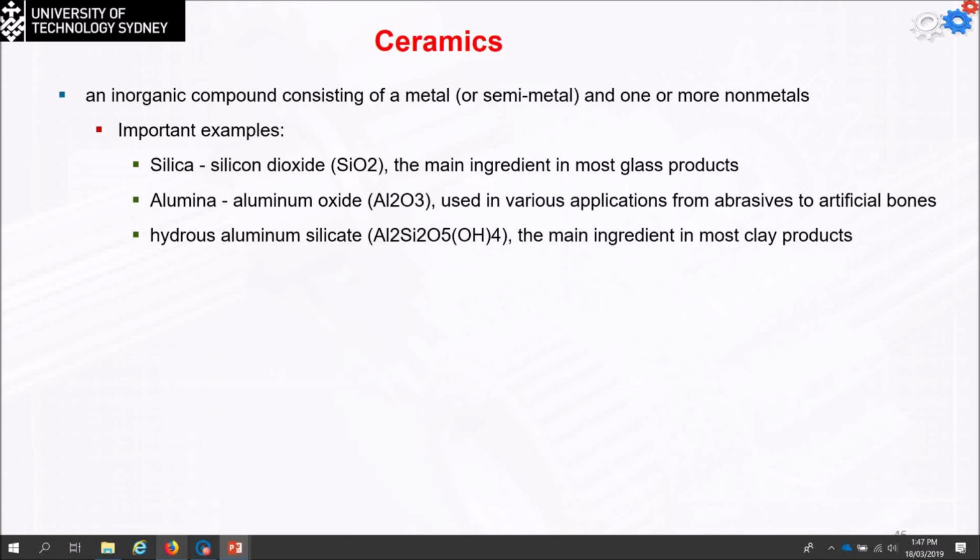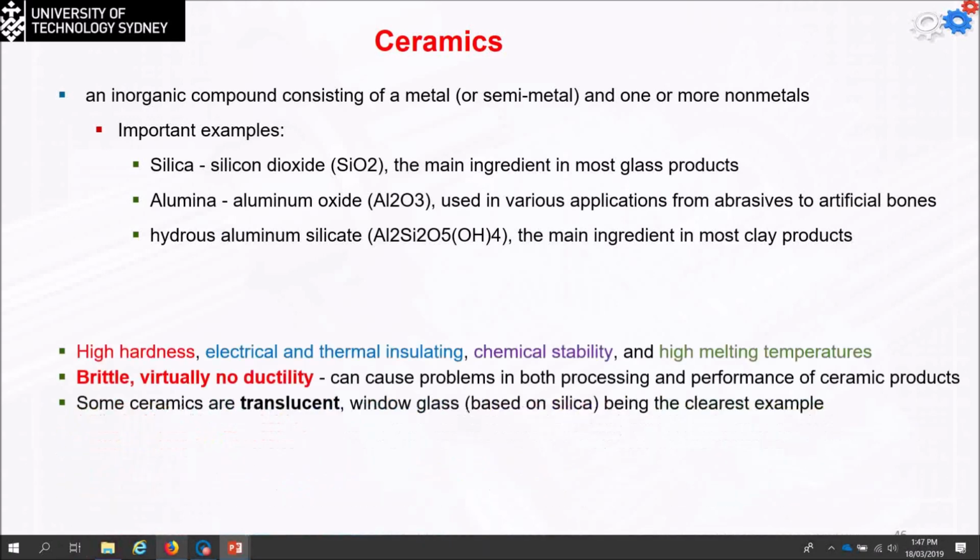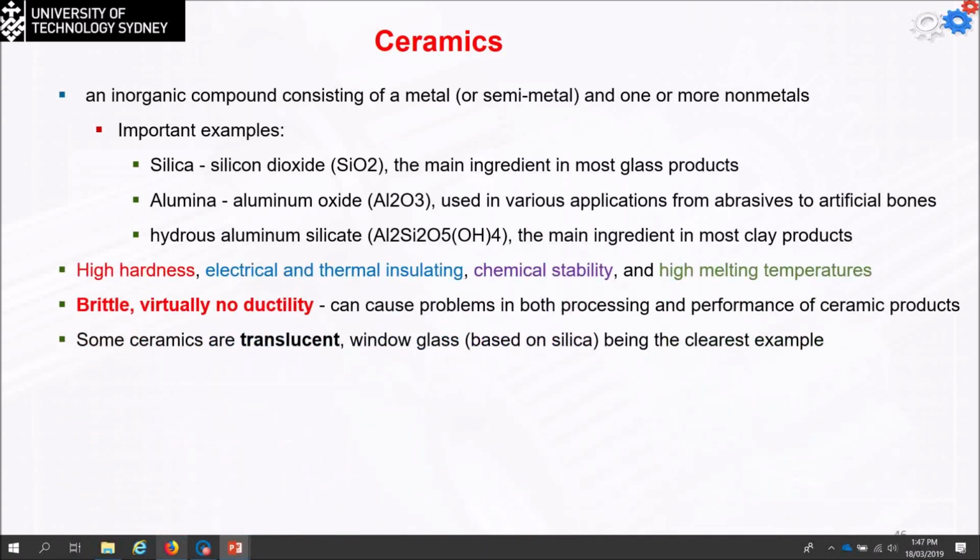That's why it can be used for surface finishing. Especially, you can find now in most phones that they tell you the back is coated with ceramic. Also, it has good electrical and thermal insulation, good chemical stability, and a high melting temperature. But it's brittle and has no ductility, which can cause problems in both the processing and performance of ceramic products. Some ceramics are translucent, like window glass, based on silica, being the clearest example.